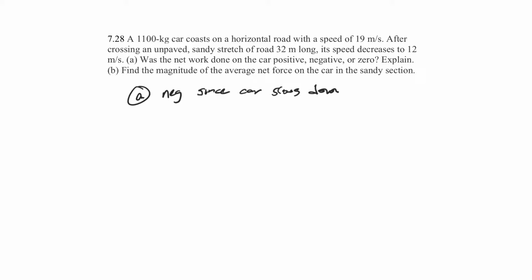Okay. B, find the magnitude of the average net force on the car in the sandy section. Well, remember we're going to do work equals force times distance, and we'll solve for force at the end. So I need to find out what the work was done normally when it was going 19 meters per second. I also need to know what it was when it was slower. And if you remember, the kinetic energy, or the work, either case, is going to equal 1/2 mv squared. So the square of the velocity times the mass.